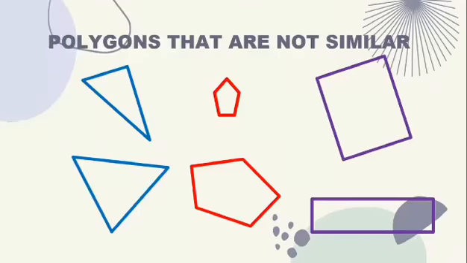Here are a few examples of polygons that are not similar. These two triangles are not similar because they are not the same shape and obviously not the same size. Same thing with these two pentagons and these two rectangles.